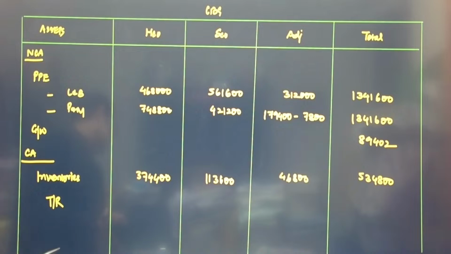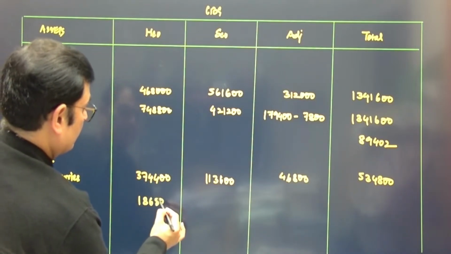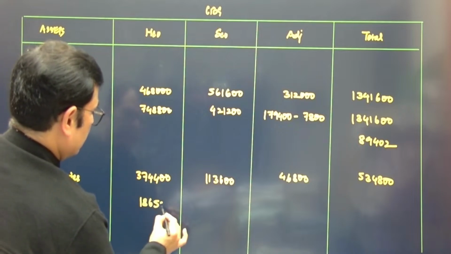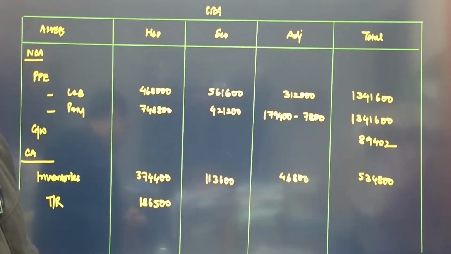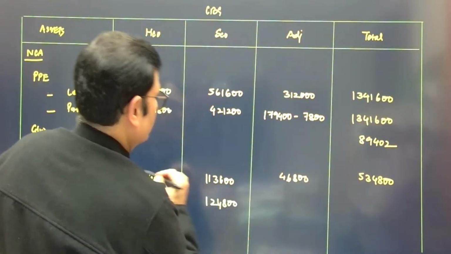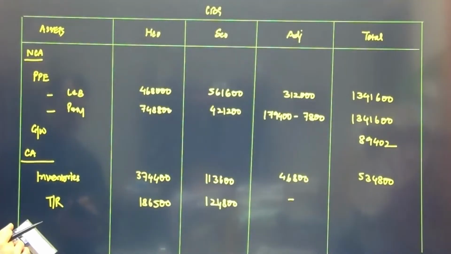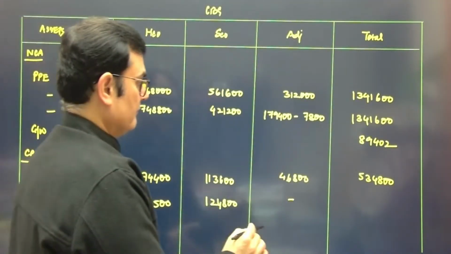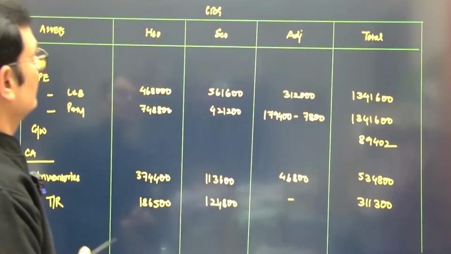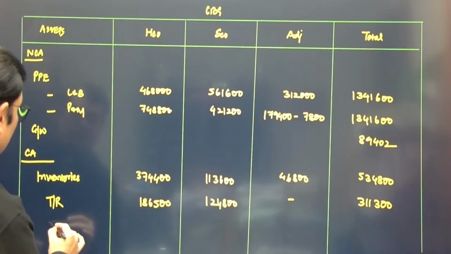And then we move on to the trade receivables, the next item in the balance sheet. That's to the extent of 186,500 for the parent, and for the subsidiary 124,800. And I think, was there any fair value adjustment? I think no. Total comes to 3,11,300. And then we can go for the next item, cash and cash equivalents.